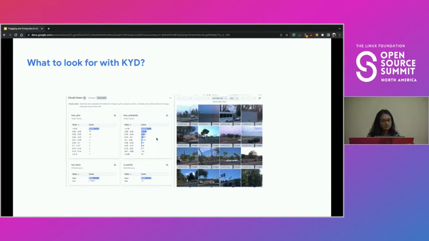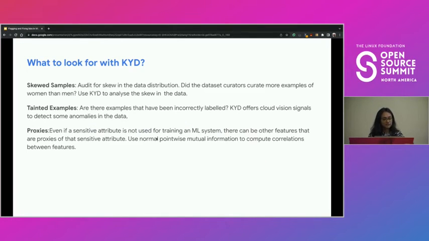Then you can also look for other signals that exist with KYD. You can look for features that are not a part of your data set, but you can build upon those. Like I said, if this is a self-driving data set, are there people in this data set? You can use KYD to figure that out. You can also look at tainted samples and proxies. Even if a sensitive attribute is not used for training an ML system, other features can often turn up as proxies, and you can map that out using KYD.